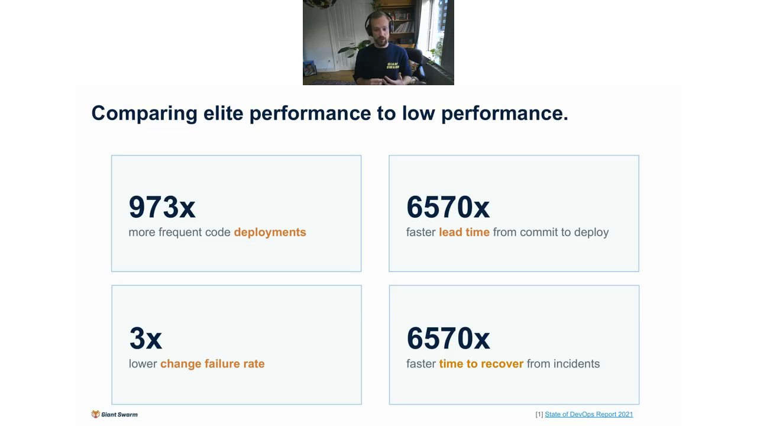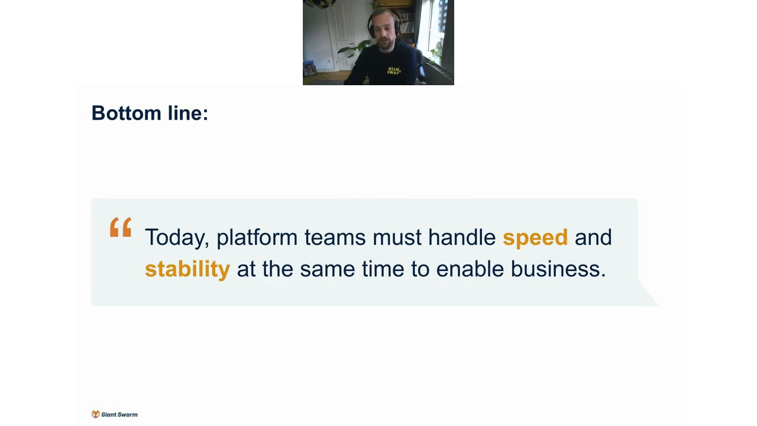And what we use, for example, are those DORA metrics. They're from the State of DevOps report 2021. And they show us that elite performers are statistically significantly better in having better throughput and stability of the platform. So we see that the industry is accelerating more and more. So what does it mean for your platform team? Obviously, you must handle speed and stability at the same time to enable business.